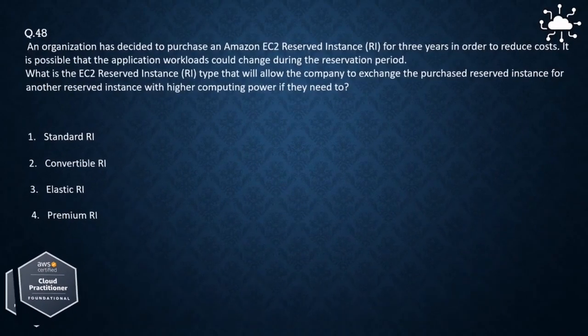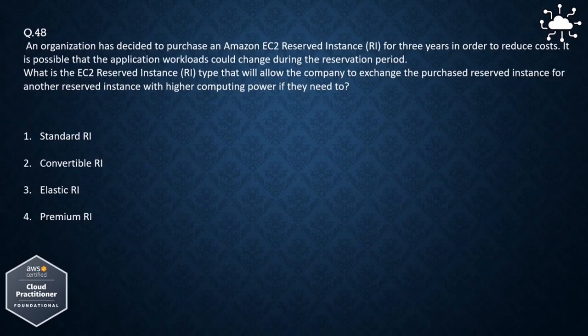Question 48. An organization has decided to purchase an Amazon EC2 reserved instance, RI, for 3 years in order to reduce costs. It is possible that the application workloads could change during the reservation period. What is the EC2 reserved instance, RI, type that will allow the company to exchange the purchased reserved instance for another reserved instance with higher computing power if they need to?